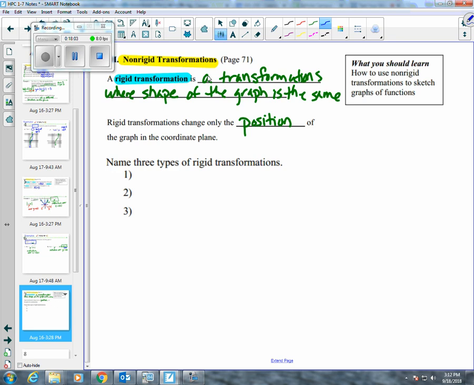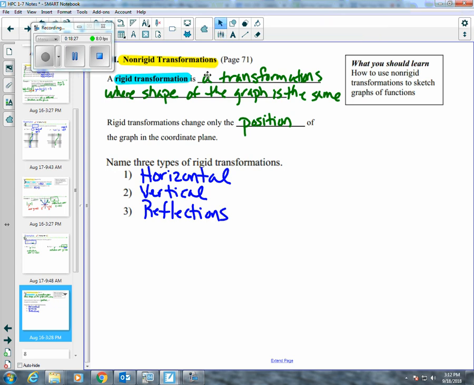So, actually, I guess they want us to list these first. So the 3 types of rigid transformations are those horizontal ones that we talked about before. That means going left or right. The vertical ones where we're going up or down. The vertical shifts, and then reflection. So those are the 3 that we've taken care of. So left, right, up, down, and then reflections.